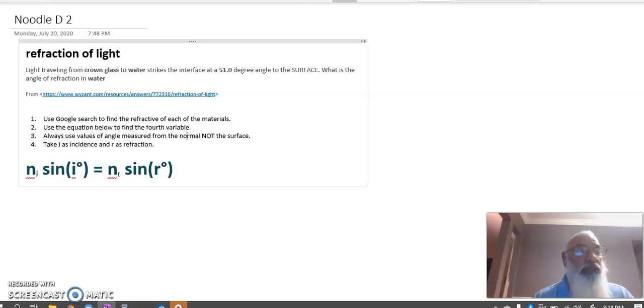Okay, so here is the question. Light traveling from ground glass to water strikes the interface at a 51-degree angle to the surface. What is the angle of refraction in water?